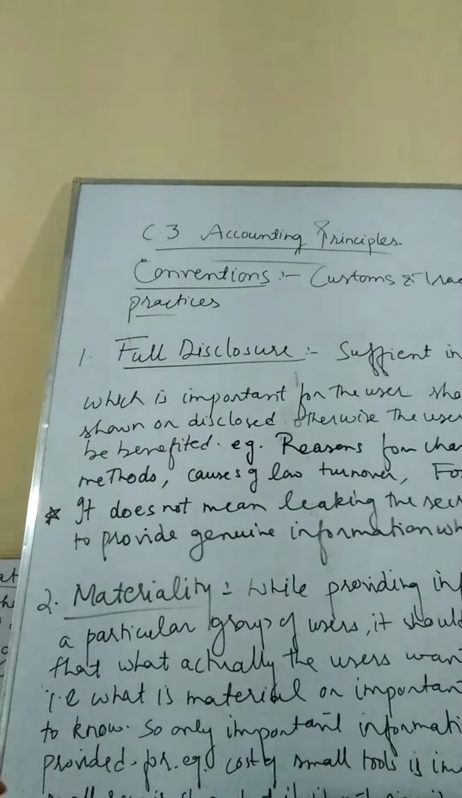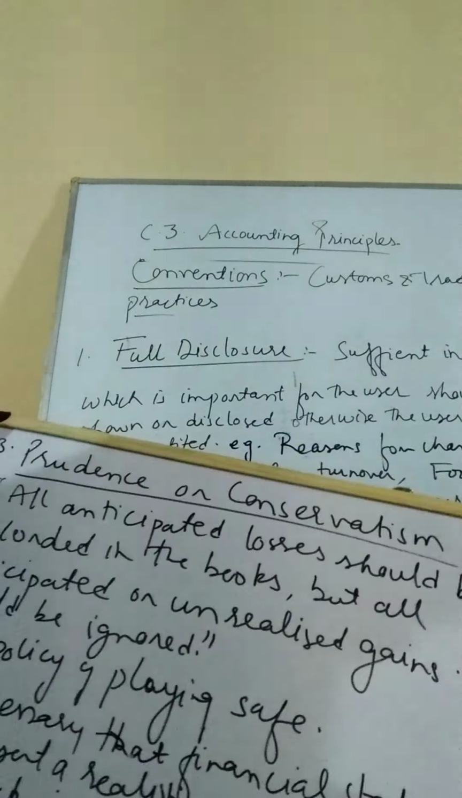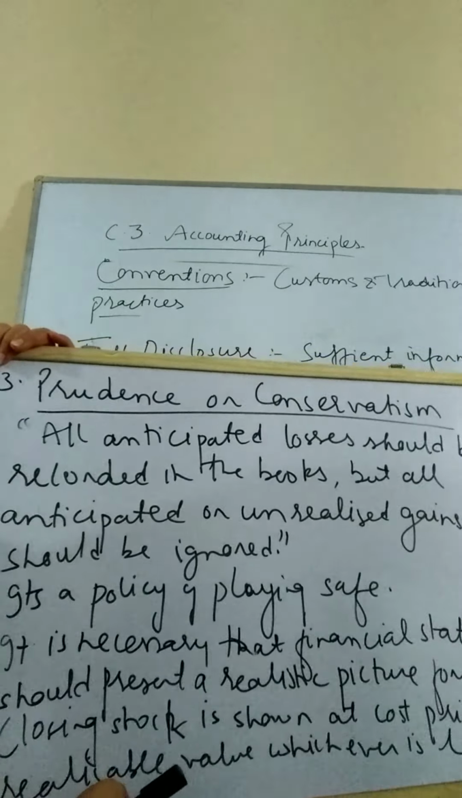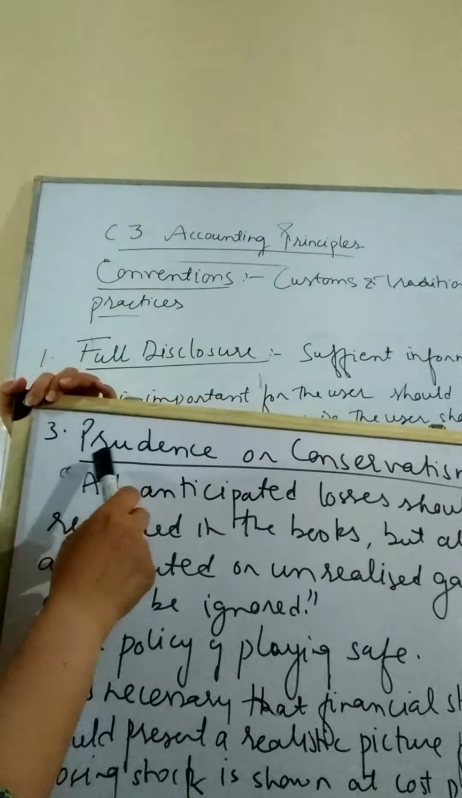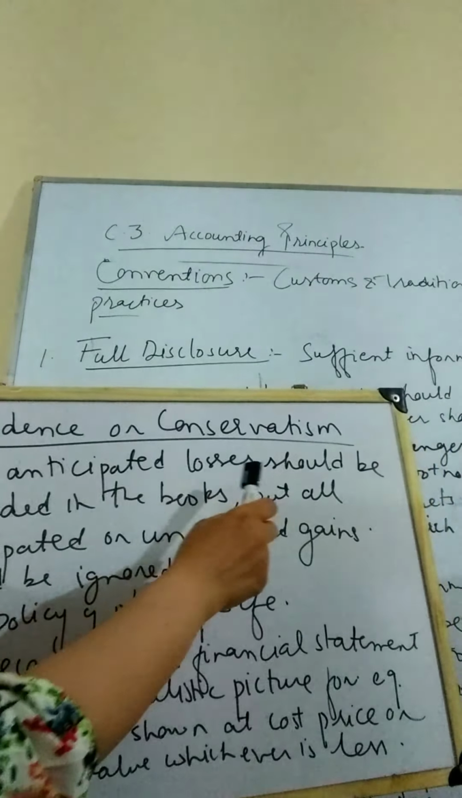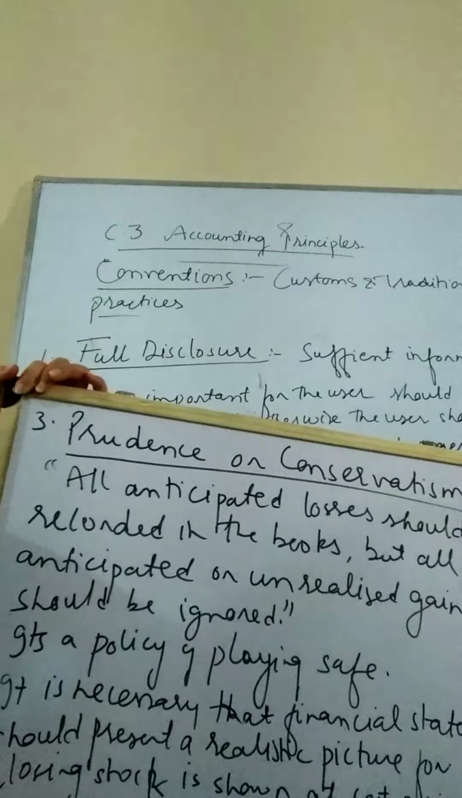Now we take up the third convention today, which is one of the most important conventions, and we follow it particularly in our books while maintaining them. The third convention is prudence. In other words, we say conservatism. Conservatism, as the word suggests, means we have to be conservative in thinking.